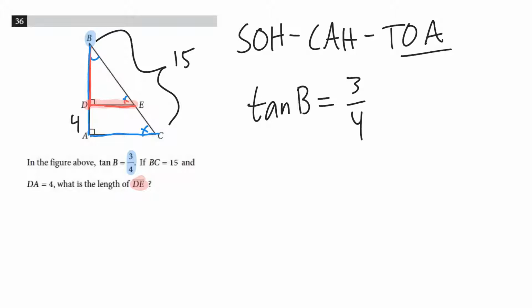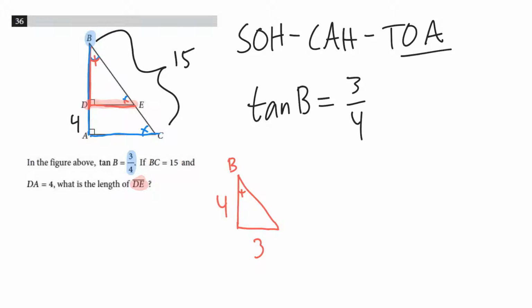Let's give a hypothetical. If we have a triangle here, and we know that this angle is equal to B, and let's assume that would just be 3/4. That's possible, right? With an angle measure of whatever this is. Okay. Now, if we have 3/4, what would the hypotenuse be?